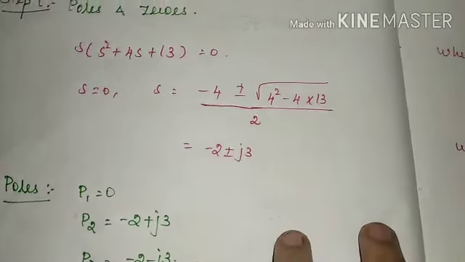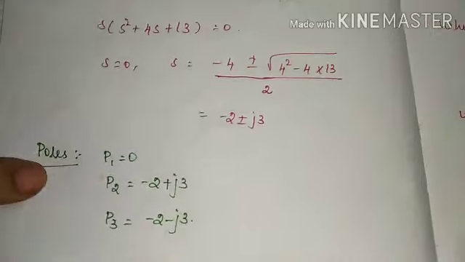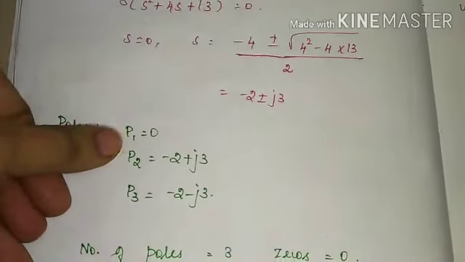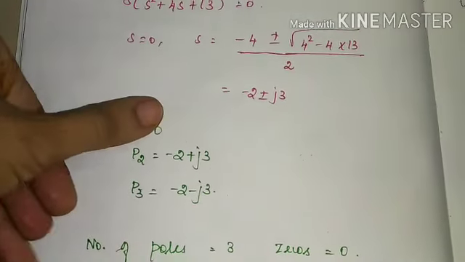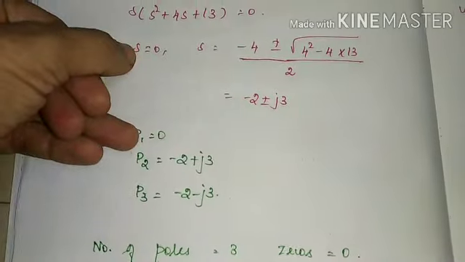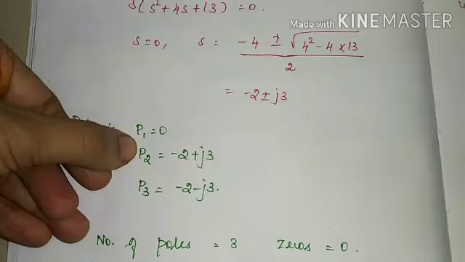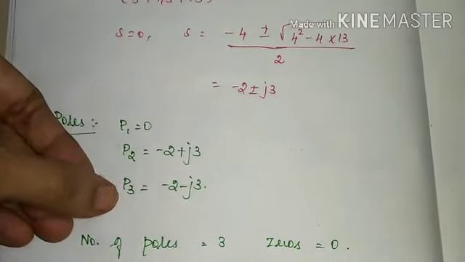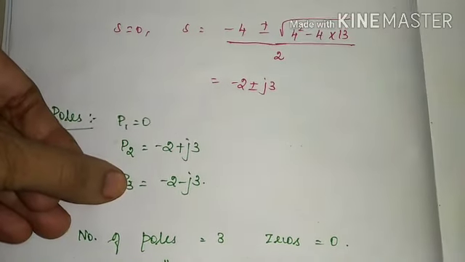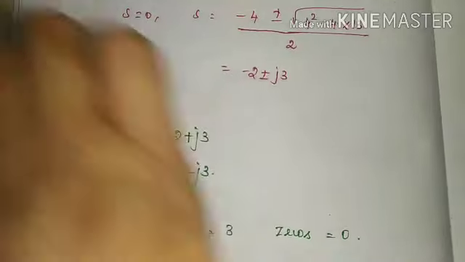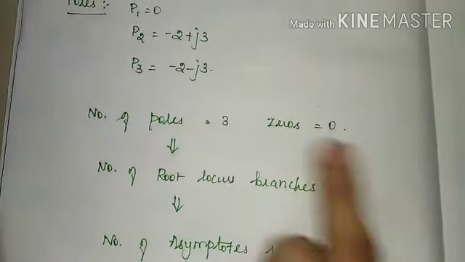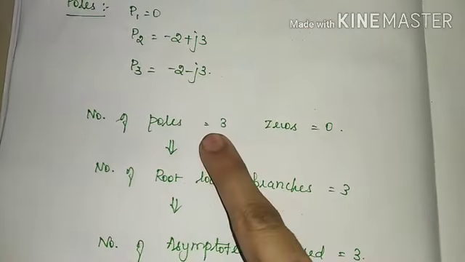So, how many poles are there here? There are 3 poles. What are the pole values? P1 is equal to 0, because this S value was 0. And here we have minus 2 plus or minus J3, so P2 is equal to minus 2 plus J3 and P3 is equal to minus 2 minus J3. So, the number of poles for this problem is equal to 3.